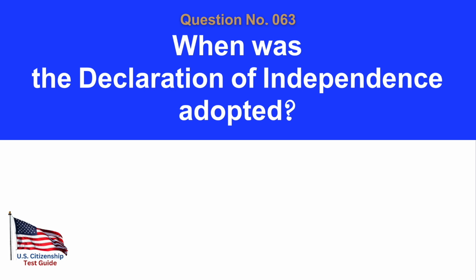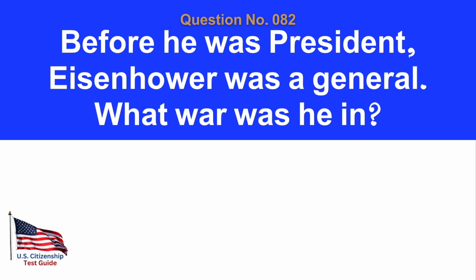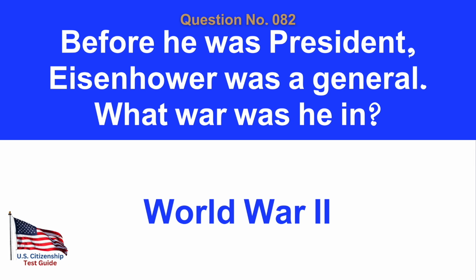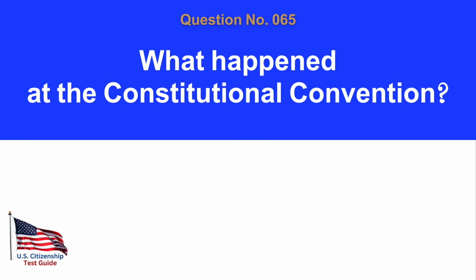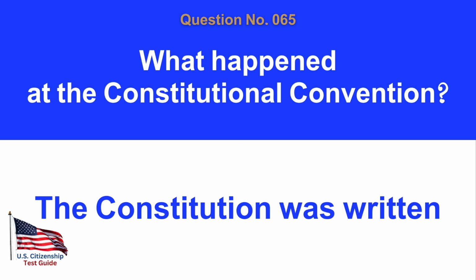When was the Declaration of Independence adopted? July 4, 1776. Before he was president, Eisenhower was a general. What war was he in? World War II. What happened at the Constitutional Convention? The Constitution was written.